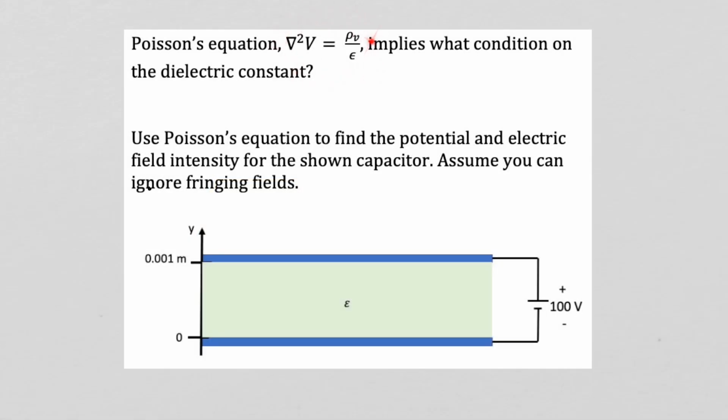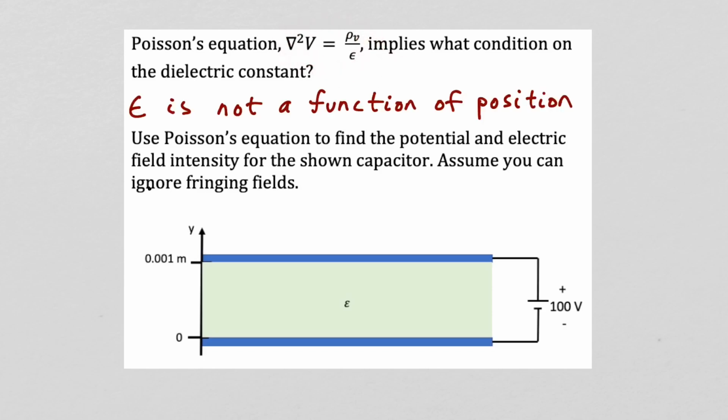Let's apply Poisson's equation to a parallel plate capacitor to find the electric field intensity and electric potential fields. In the region where you apply Poisson's equation, you have to make sure that the permittivity is not a function of position. In this example, the region between the plates is filled with one material, so the permittivity between the plates is not a function of position.